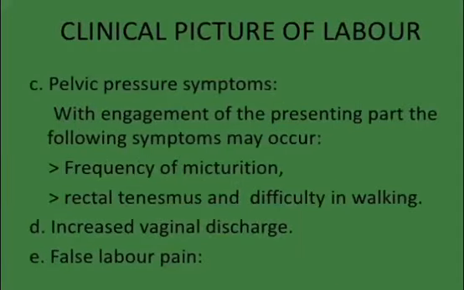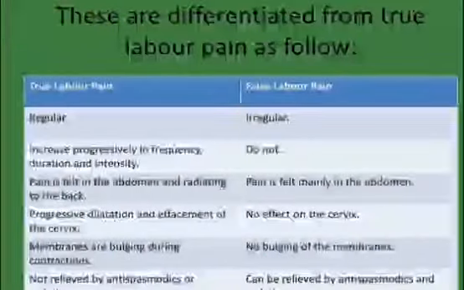Clinical picture of labor. The pelvic pressure symptoms. With the engagement of the presenting part, the following symptoms may occur: increasing frequency of micturition, increasing rectal tenesmus, and difficulty in walking. There will be increased vaginal discharge and false labor pain too.